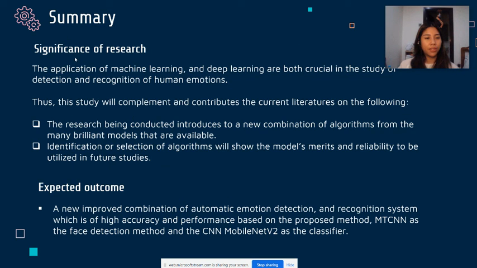Summary. Finally, the significance of the research is that the application of machine learning and deep learning are both crucial in the study of detection and recognition of human emotion. Thus, the study will complement and contribute to the current literature in the following ways. The research being conducted introduces a new combination of algorithms from the many brilliant models that are available. Identification and selection of algorithms will show the model's merits and reliability to be utilized in future studies. An expected outcome is a new improved combination of automatic emotion detection and recognition system, of high accuracy and performance, based on the proposed method, MTCNN as the face detection method, and the CNN MobileNet V2 as the classifier.